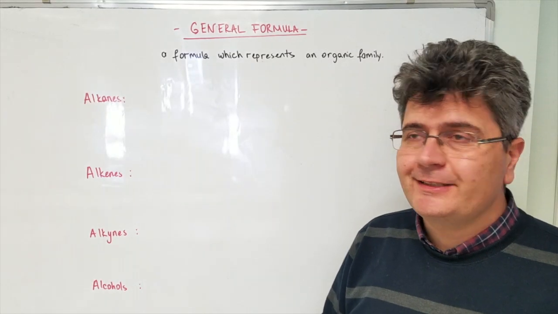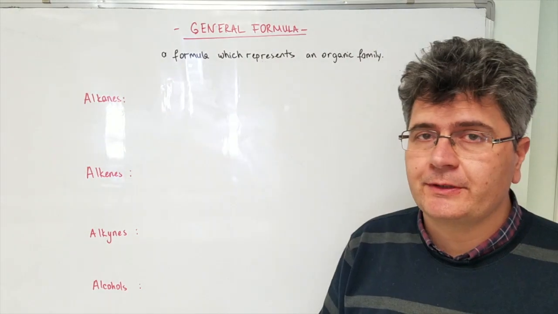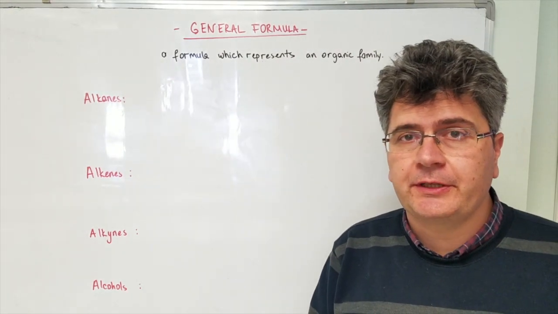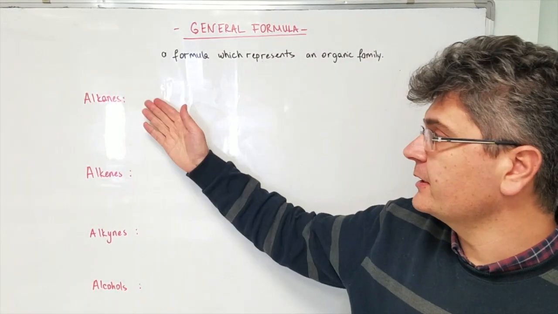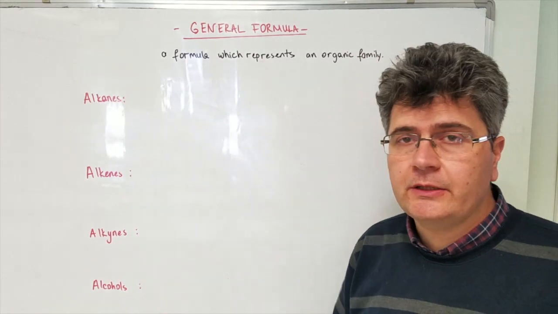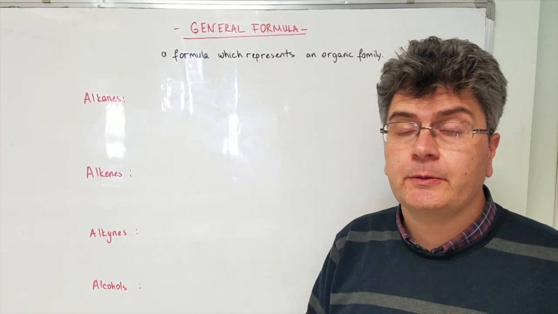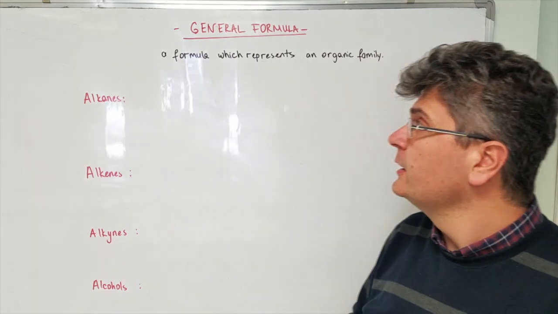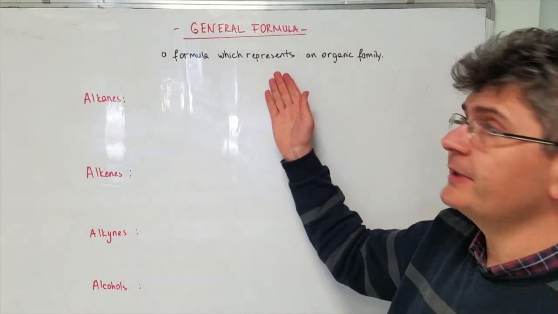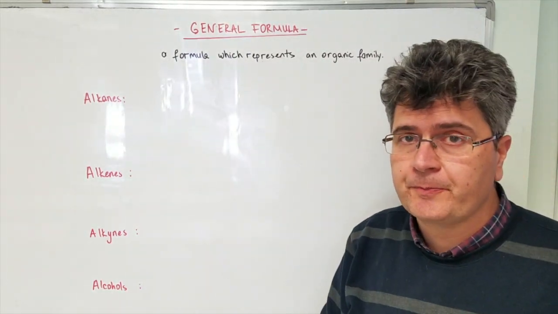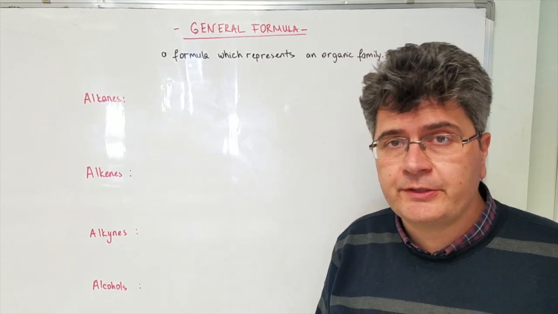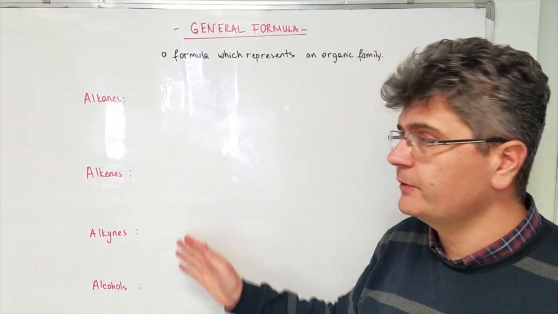Hello. In this video we'll talk about general formulas. In organic chemistry, each family, such as alkanes, alkenes, alkynes or alcohols, can be represented with a general formula. So this is a formula which represents the whole family. In this video we are going to derive the general formulas of these four families.